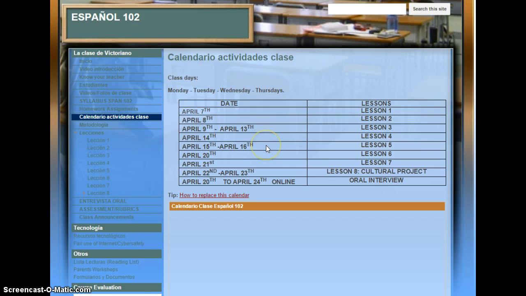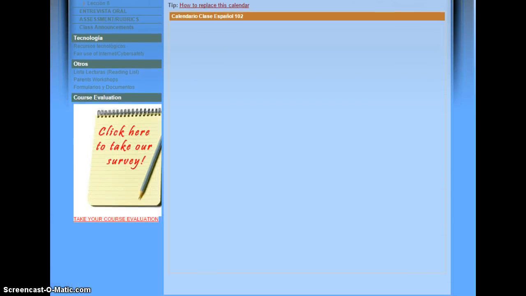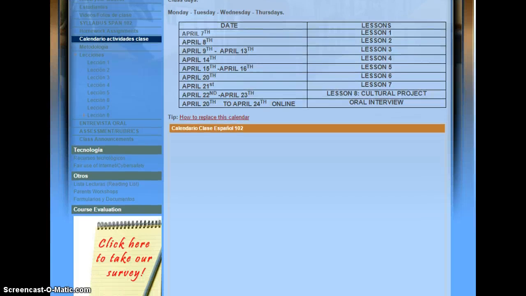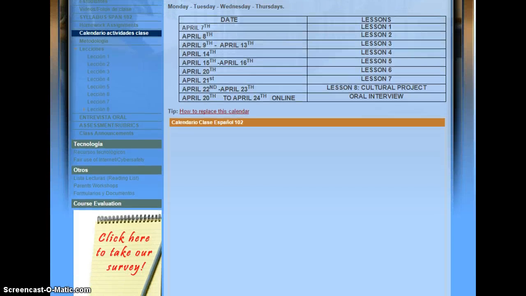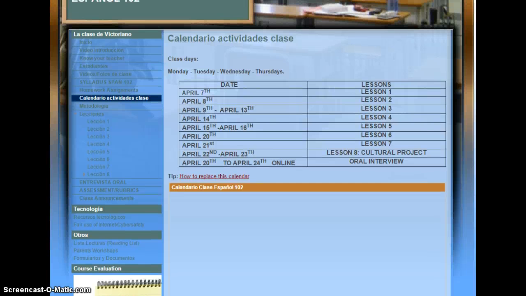Here, a study guide, how the lessons are going to be given to the students. And here, a calendar that is a more graphic representation of the same thing we have here. And also, I'll place here the activities they have every week.